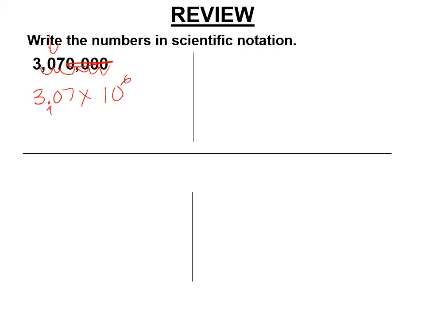Decimal point always after the first number. It always starts with 1 through 9. So it has to start with 5. 5.08. We moved it 3 times, but that's a small number, so we need a negative exponent.